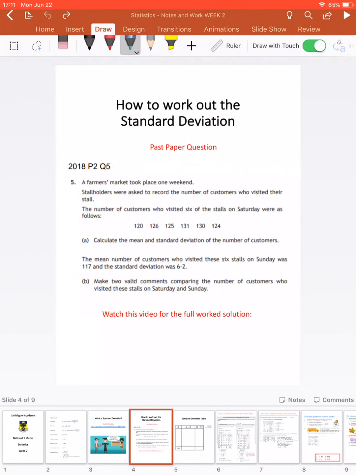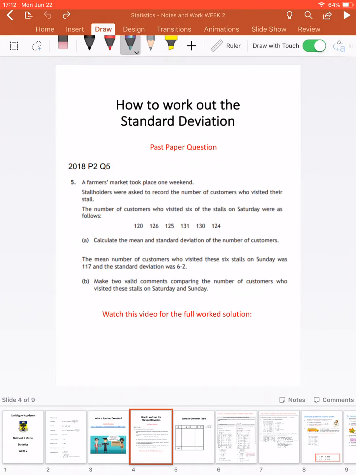So, it says here, a farmer's market took place one weekend. Stall holders were asked to record the number of customers who visited their stall. The number of customers who visited 6 of the stalls on Saturday were as follows: 120, 126, 125, 131, 130 and 124. You need to calculate the mean and standard deviation of the number of customers.